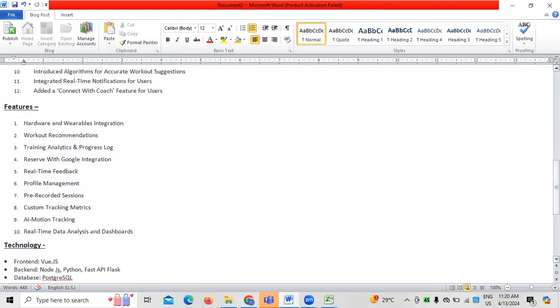When it comes to the features, there are different ones, like hardware and wearable integrations. Next, workout recommendations are required, which depend on the individual performing the fitness activities and participating in the fitness programs. We need to provide some workout recommendations to them. At the same time, training on the analytical progress log, so that we know about the progress and digital dashboards, etc. So real-time data analysis and dashboards are required.